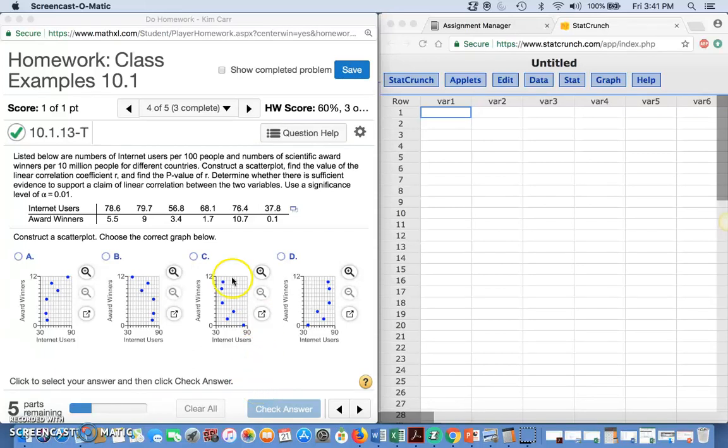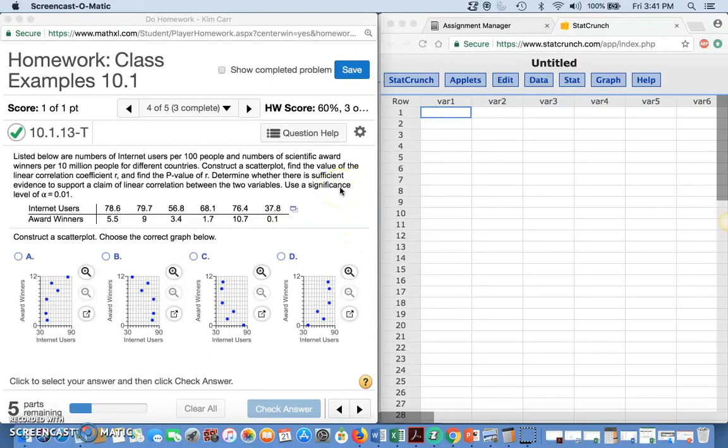All right, let's look at problem number 4. Listed below are the numbers of internet users per 100 people and numbers of scientific award winners per 1 million people for different countries. Construct a scatter plot, find the value of the linear correlation coefficient, find the p-value, and determine whether there is sufficient evidence to support the claim of linear correlation between the two variables. Use a significance level of 0.01.